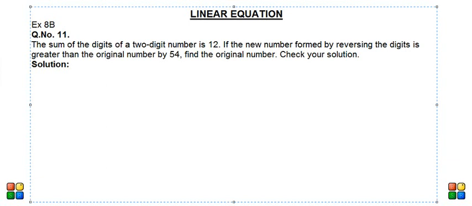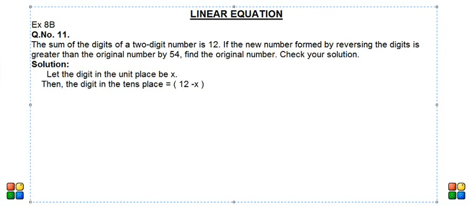First of all, let the digit in the unit place be x, and then we will write the tens place. Then the digit in the tens place will be, see, the sum is 12. That means if I am taking the unit digit as x, then what is the tens digit? 12 minus x. What's wrong in that?